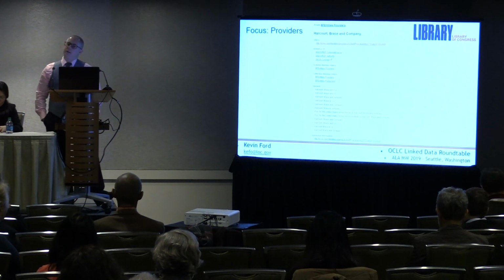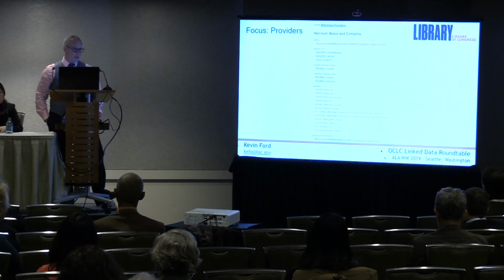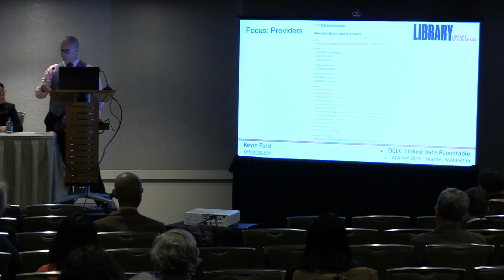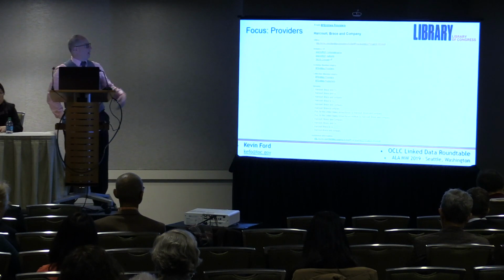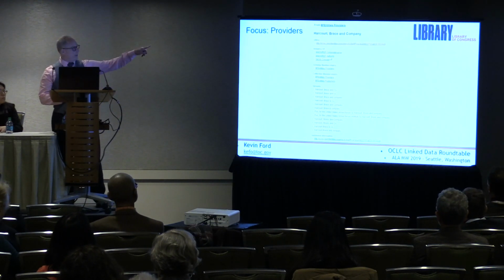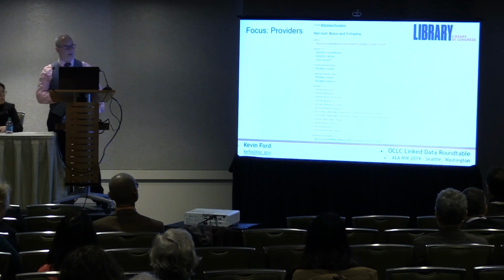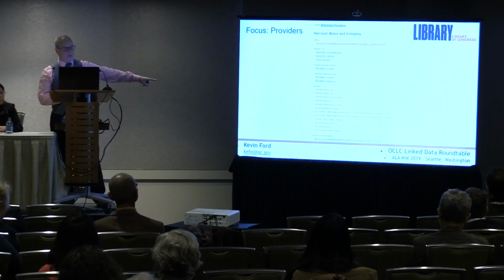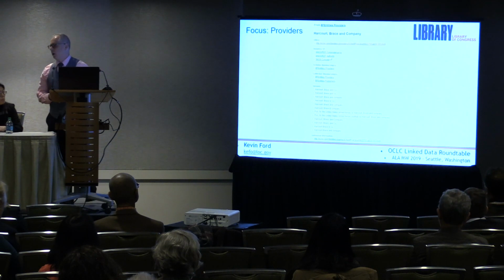BIBFRAME parses out this information. And so what we're trying to do is make it actionable in some machine way. Here is one of those entries, Harcourt Brace and Company. You can see the label at the top. You can see the URI just underneath it. But what I really want to draw your attention to is that series of variants down below.